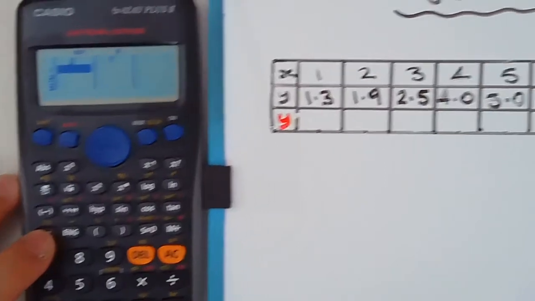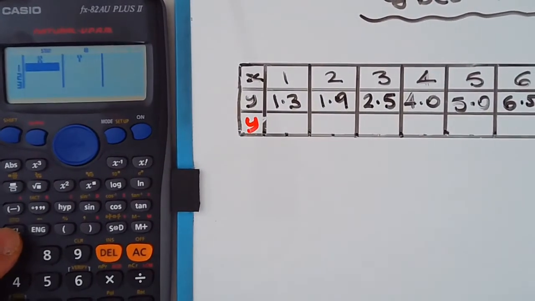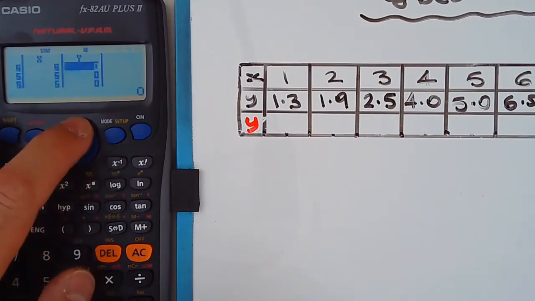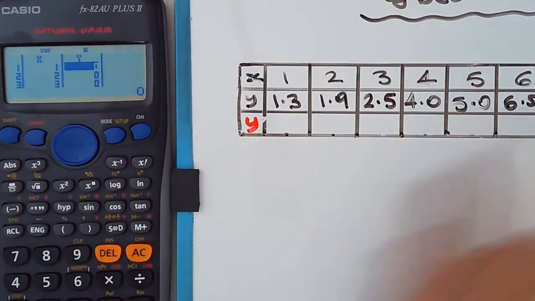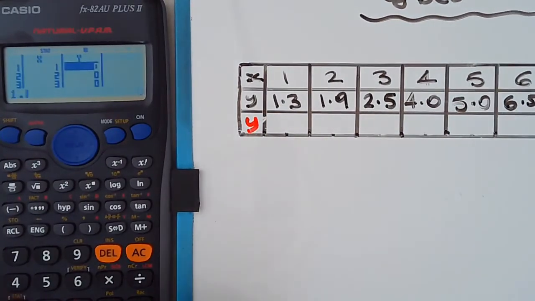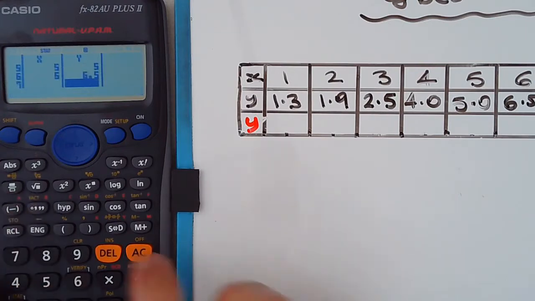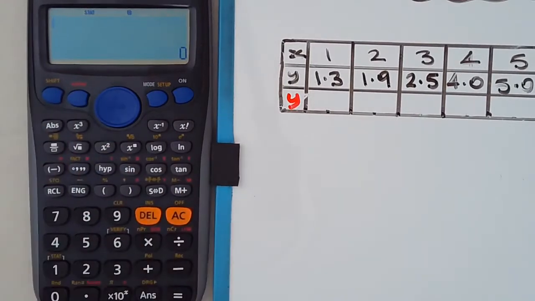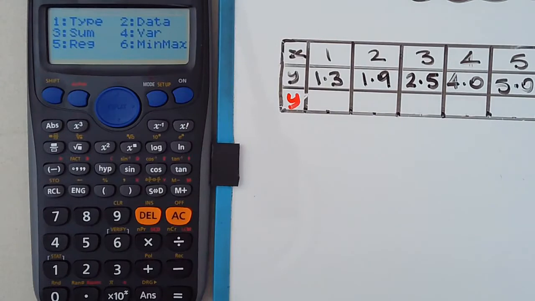Okay, so I'm just going to enter in the values. So hopefully we can see that. Yep. So I'm going to enter in the row 1, 2, 3, 4, 5, 6. Then I'm going to enter in the next row. Okay, so 1.3, 1.9, 2.5, 4.0, 5.0, and 6.5. Okay. So next, remember, shift 1, hopefully. All right. And there's our friend Reg.